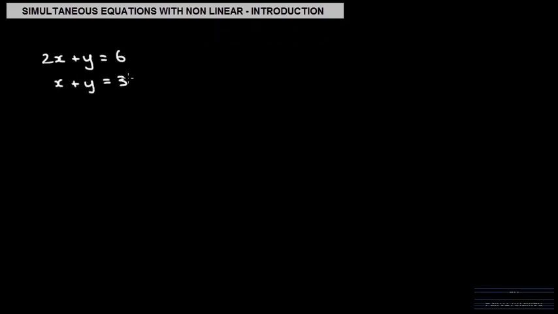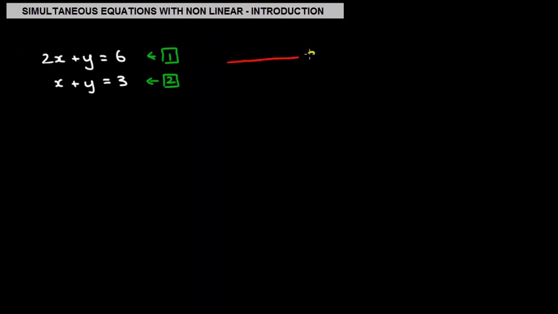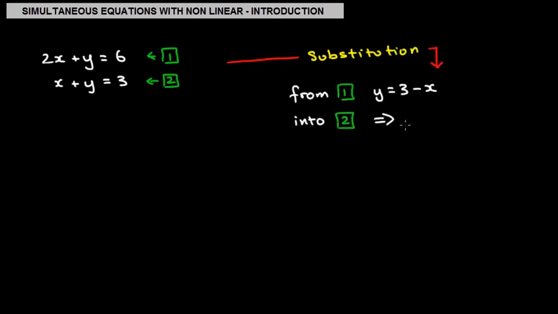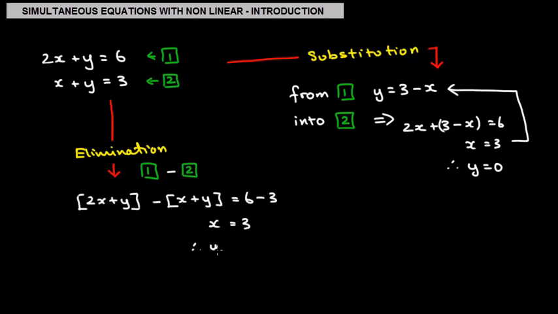By now, you should be familiar with solving simultaneous equations with two unknowns and with both equations being linear. For an example, the two equations given below. You would have solved simultaneous equations such as these using the method of substitution, where one of the variables is made the subject of formula and substituted into the other equation to eventually obtain the value pair, or by elimination, where the equations are mathematically manipulated and then added or subtracted to eliminate one of the variables, which then leads to the same value pair.